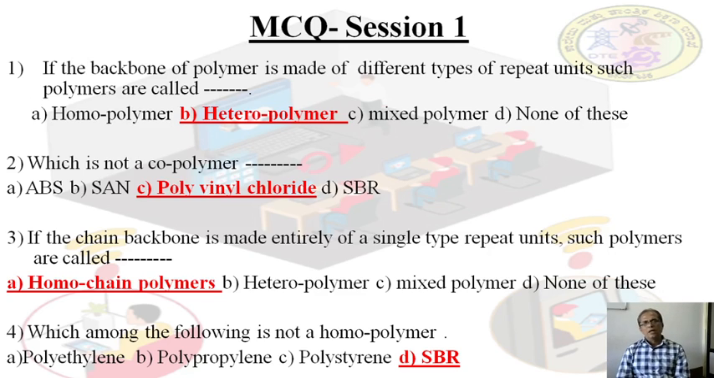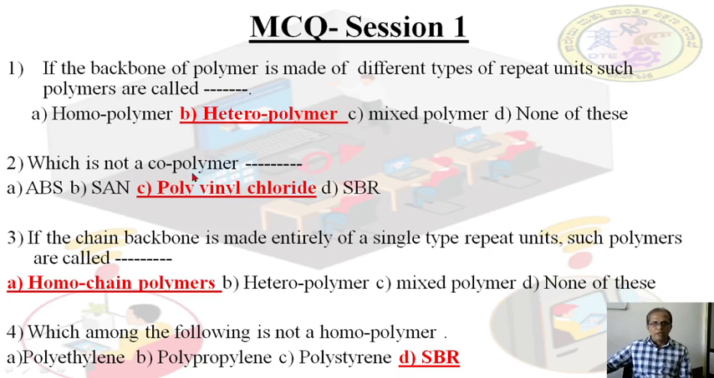Now, let us have a quick look at the multiple choice questions of today's session. Question number 1. If the backbone of a polymer is made of different types of repeat unit, such polymers are called dash. Homopolymer, heteropolymer, mixed polymer, none of these. The correct answer is heteropolymer, because the polymer backbone is made of different types of repeat unit.